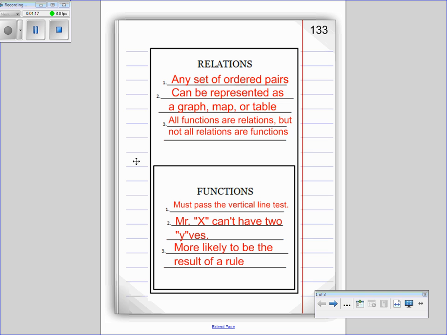Another way to look at it is to say that each x value in the set of ordered pairs is associated with only one y value, or in other words, that Mr. X can't have 2 y's. Finally, a function is more likely to be the result of a rule, whereas a relation may or may not be the result of a rule. By rule, we mean something that describes the relationship between x, which is the input or the independent value, and y, which is the output or the dependent value.